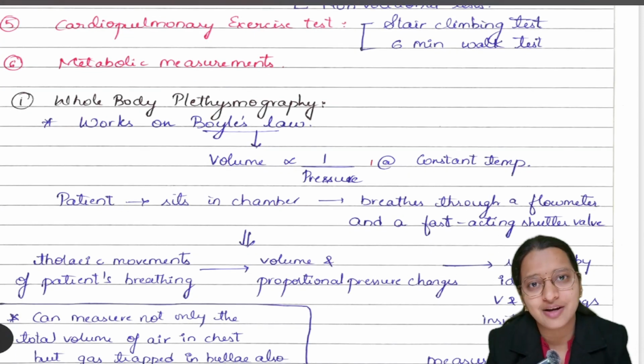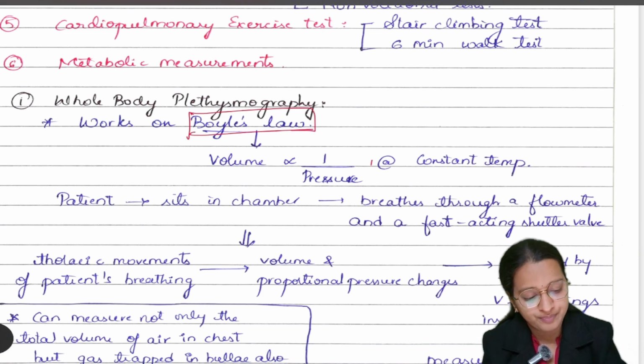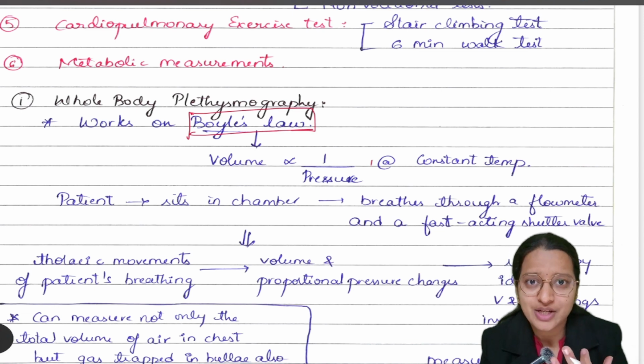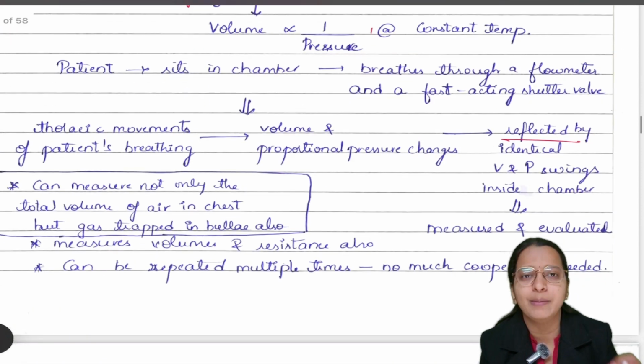First, static function test, which is whole body plethysmography. In this, what happens is the patient is made to go into a chamber, and now he breathes through a flow meter. This works on Boyle's law. Okay? Due to this respiration, there would be thoracic movements, right? So there will be volume and pressure changes also, which would be reflected in volume pressure swings. And these swings would be measured and evaluated and will give you the values. Okay, this is whole body plethysmography.